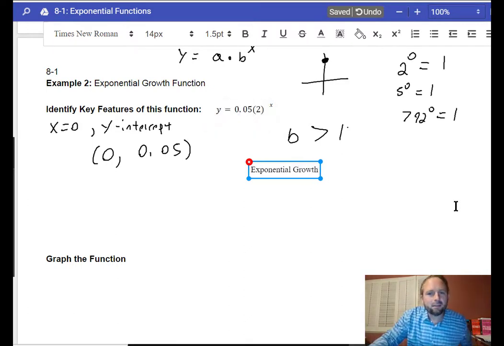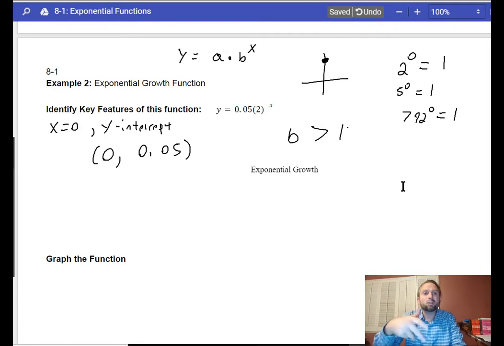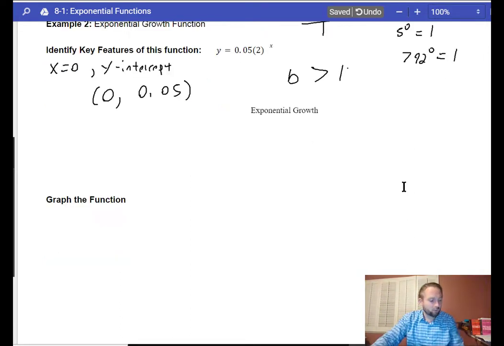That's it. Now, I'm not going to go into the minutiae about it, but basically, you're going to have 2 to the whatever power. It's going to make it grow really fast. Now, if we're going to graph it, what we probably want to do is just make our t-table. So let's go down and do that.